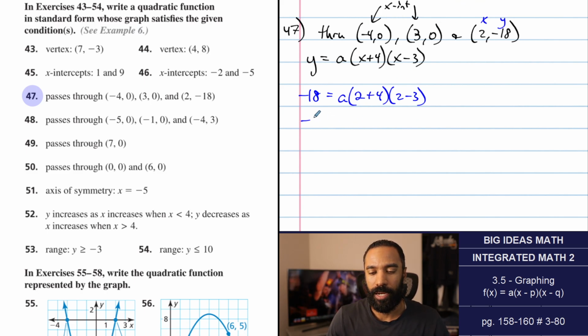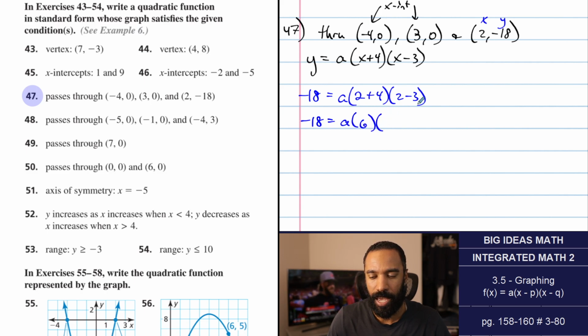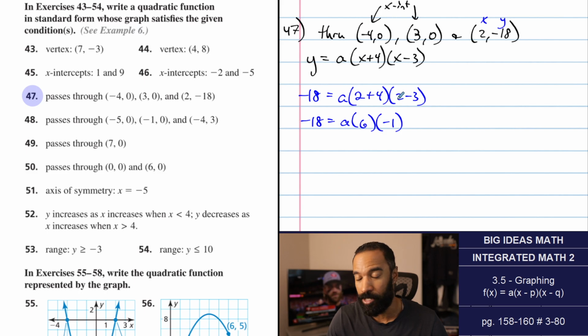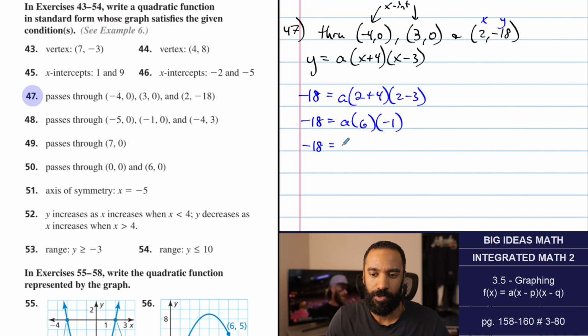So here, we're going to get negative 18 equals a times 6 times. Notice how these aren't opposite things anymore. This isn't the x value of the vertex, not necessarily. This is just some value. So these aren't necessarily opposites anymore, right? So negative 18 equals negative 6a, divide both sides by negative 6, you get a equals 3.